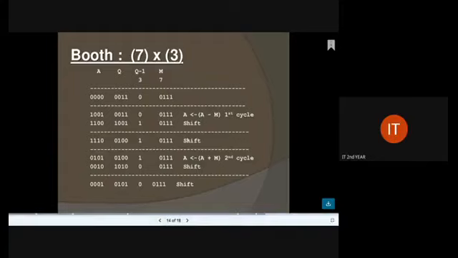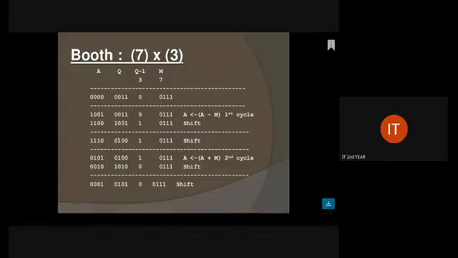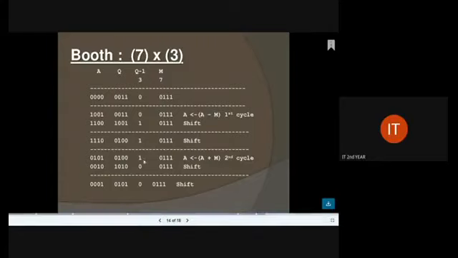Okay, and we can decrement the value. So after shifting, we will do the next cycle. In the next cycle, q naught and q minus 1 value is 1 0. Whenever 1 0 is coming, we will be doing A tends to A plus M. This is the second cycle, and we are going to decrement the value.